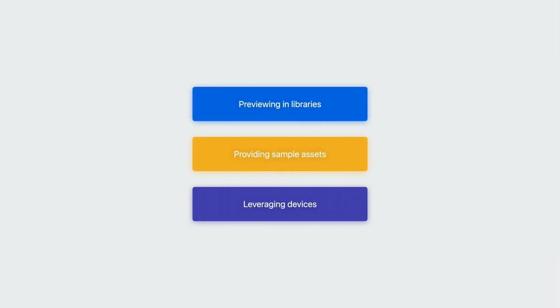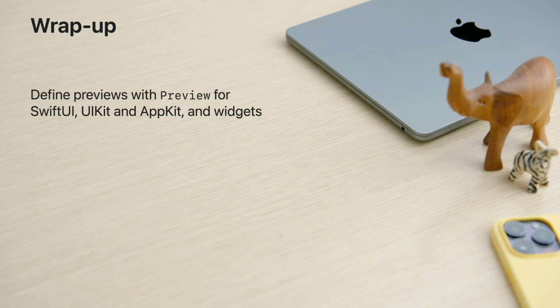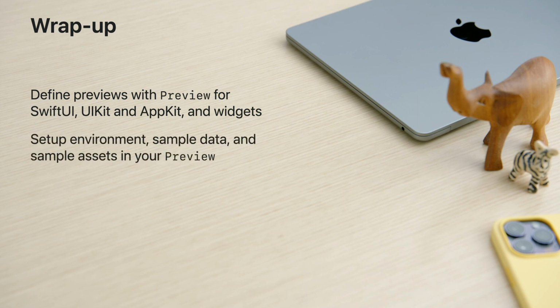And that's 3 tips and tricks for using previews in your project. A couple things to wrap up. The Preview API gives you the flexibility to define previews for UI across your entire application and for all of our platforms. You can use SwiftUI, UIKit, AppKit, and multiple kinds of widgets. Previews are also flexible in letting you configure your preview exactly how you need. You can pass in sample data and assets, set up the environment in code, and take advantage of features in Xcode for testing out different device settings.